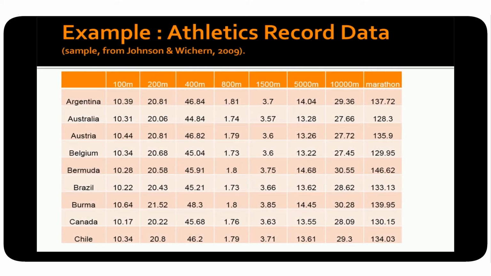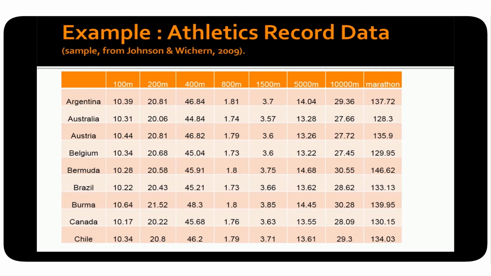Consider the data on different types of track events. We take 8 different track events: the 100 meters, 200 meters, 400 meters, 800 meters, and then the longer ones, 1500 meters, 5000 meters, 10,000 meters and the marathon. And we have the records for the different countries over a number of years. So we have a large number of countries included here, and these are the track records.